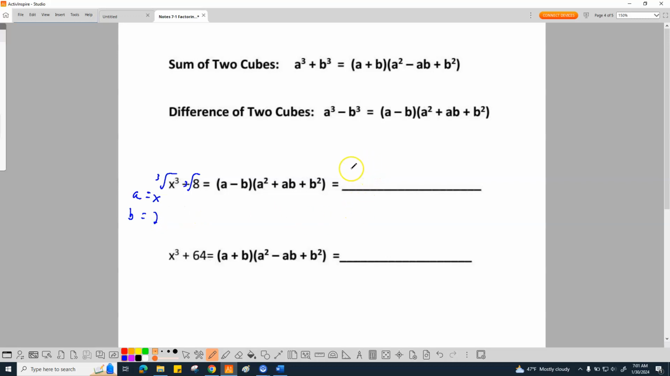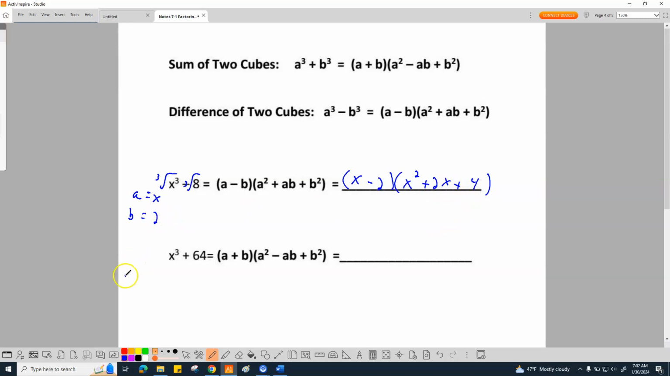So now what do I do? I'm going to go ahead and shove this in. It's not that bad. Minus, plus, plus. Let's work this out together. I have my a, which is x. I have my b, which is 2. My a squared is x squared. My ab, that's a times b, so 2 times x is 2x. And b squared is 4, because 2 squared is 4.